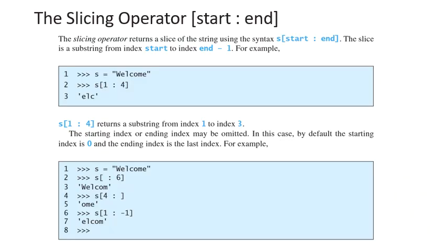Second example, s = "welcome", s[:6]. It will print "welcome", starting from index 0, then 1, 2, 3, 4, 5. So 6 characters, from index 0 to 5.